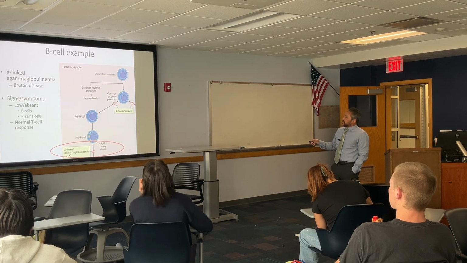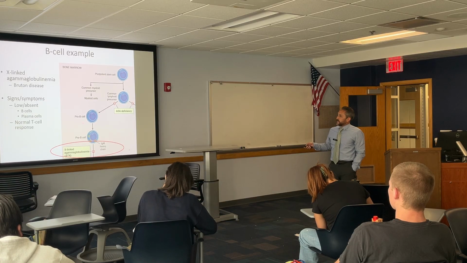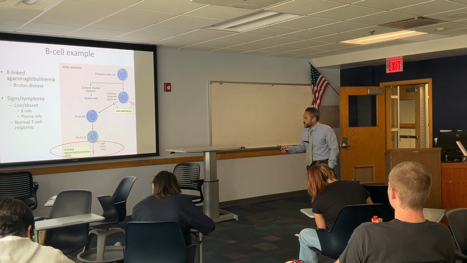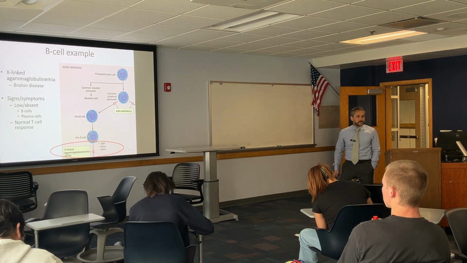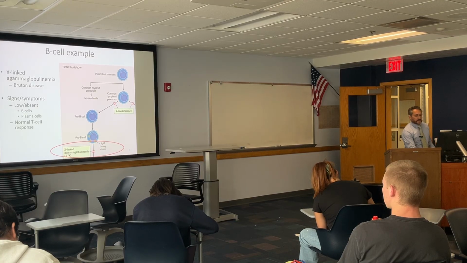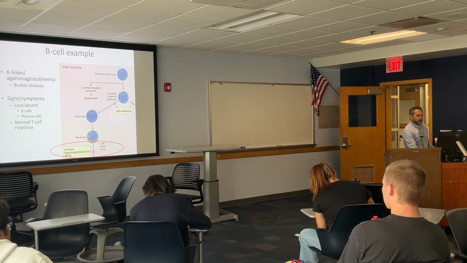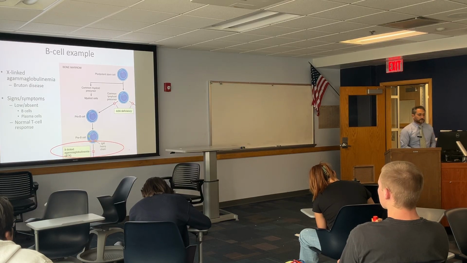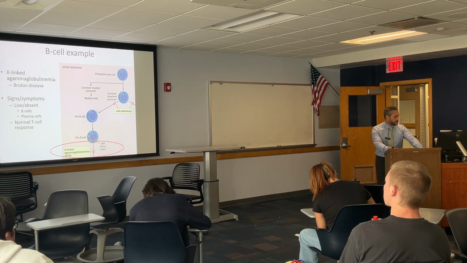So we get stem cells out of the bone marrow that actually differentiate into a progenitor B cell and then a pre-B cell, but they don't mature. They don't continue. So that's Bruton's. If they don't make mature B cells, what do you think some of the problems might be? What do you think some of the problems might be?